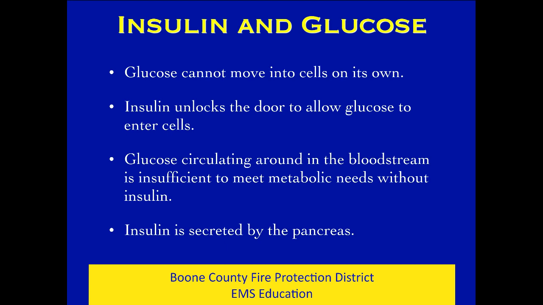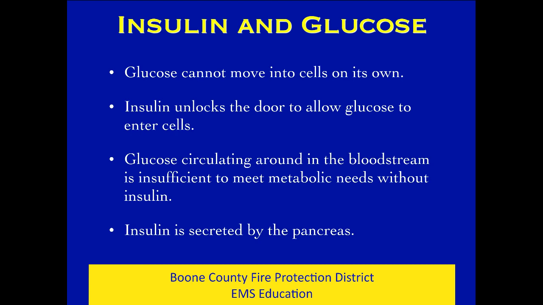The glucose molecule doesn't get into the cell on its own. It needs insulin to unlock the door in the cell, so to speak, to allow the glucose to enter. So you can have tons and tons of glucose circulating around in the blood, but if it's not in the cells, it doesn't matter. So glucose levels in the blood are not as important as glucose levels in the cells. And the way for glucose to get into the cell is that insulin unlocks the door to the cell and allows the glucose to come in.